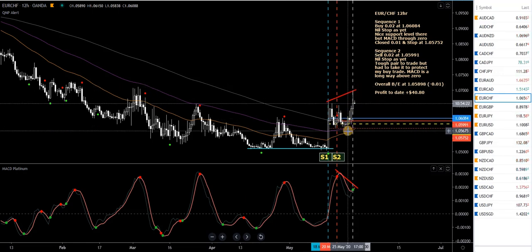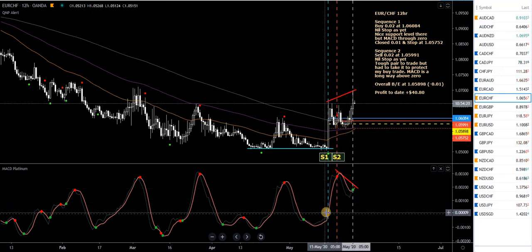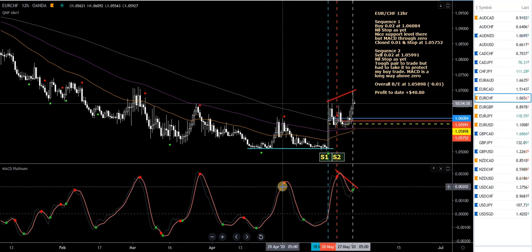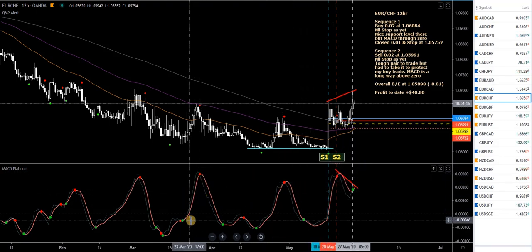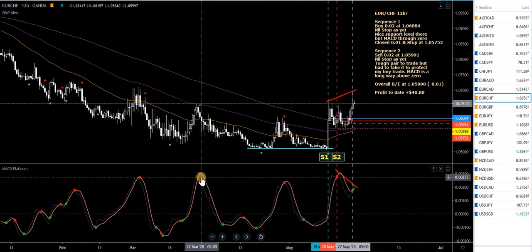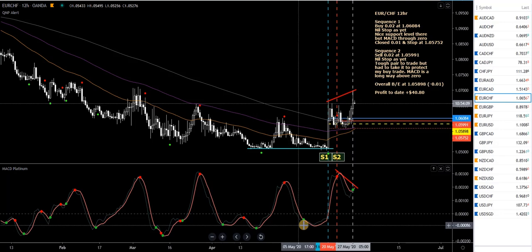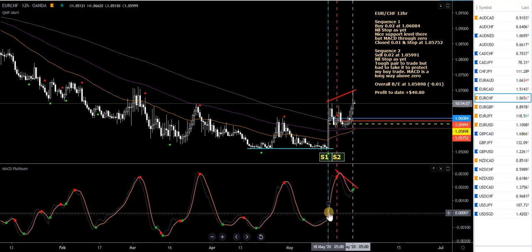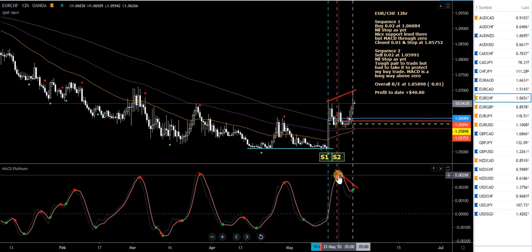What I've done this morning, because I've probably messed up on that buy, with the MACD Platinum, which is just a zero-lag MACD: when it's above the 0 level, I'm looking to sell. When it's below, I'm looking to buy. So the buy was taken in here and it went straight up over there.